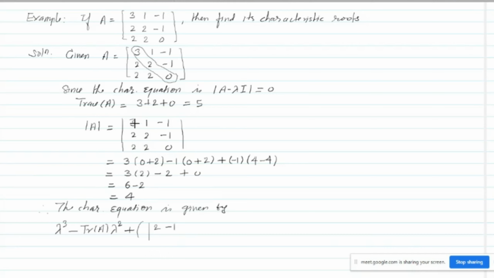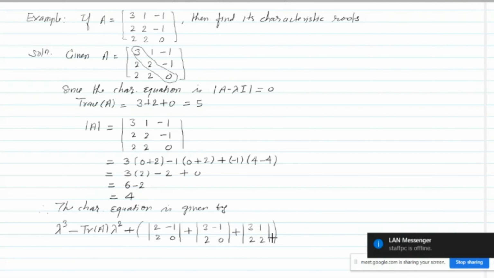Now we have to find the sum of the minors of the diagonal elements. For the first diagonal element, we cross out the first column and first row. What remains is 2 minus 1, 2 0. Plus the second minor: we cross out the second column and second row. What remains is 3 minus 1, 2 0. And plus the next one: third row and third column, we omit the third row and third column. What remains is 3 1, 2 2.